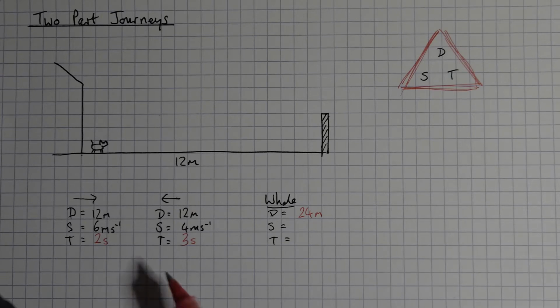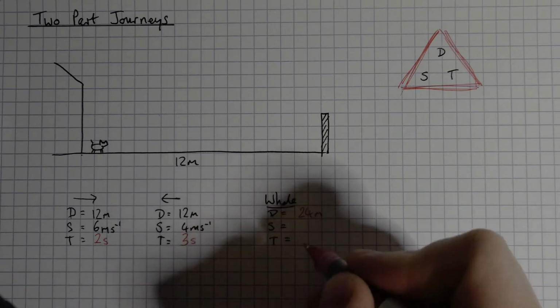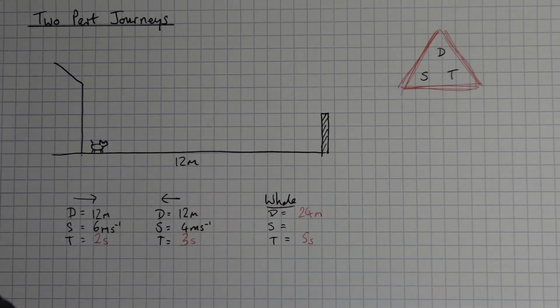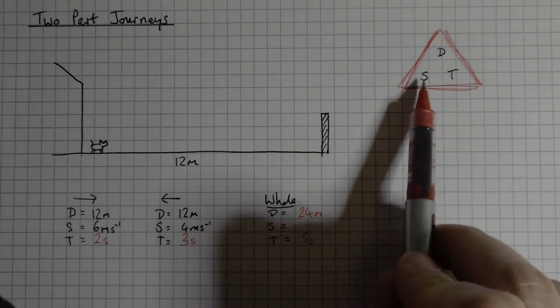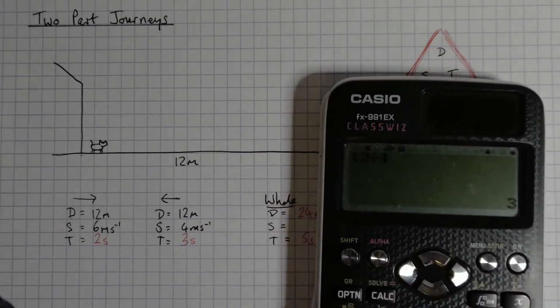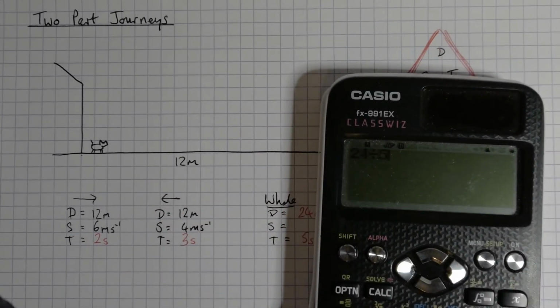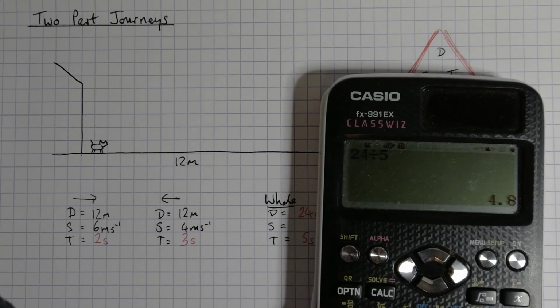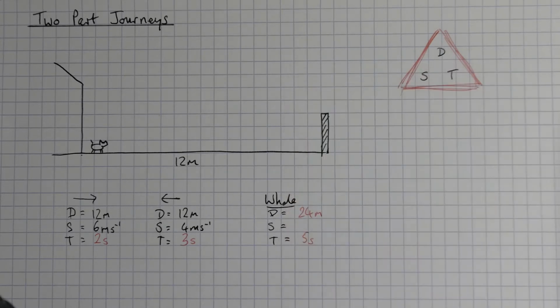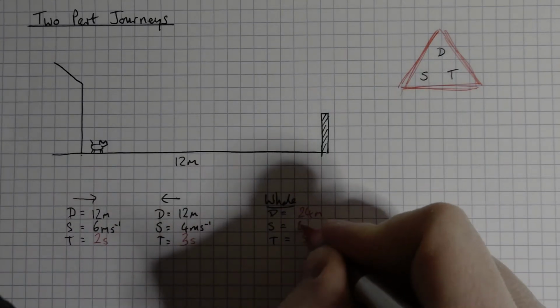The time taken, well, it was 2 seconds for the there and 3 seconds for the back. So the journey took 5 seconds. Okay, 5 seconds. So to work out an average speed, speed is distance divided by time. 24 divided by 5 comes out as 4.8. So not 5 metres per second, which most people would think the average is. 4.8 is actually the answer.